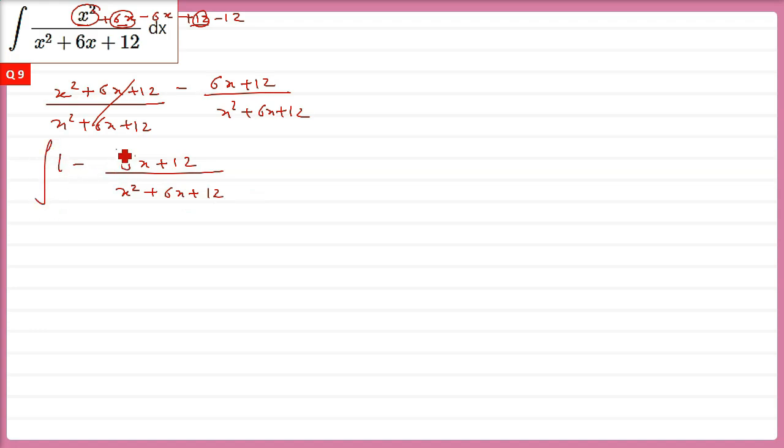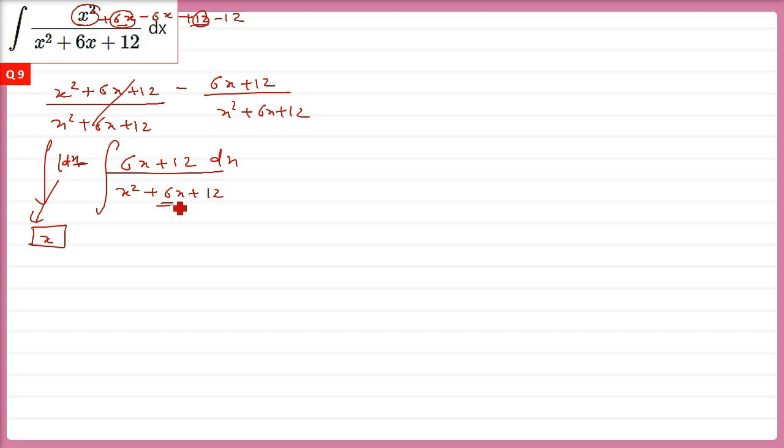Now integration of this one. This integration is quite easier. It is just x. We'll use it later. Negative, don't forget about this negative, 6x plus 12 by x square plus 6x plus 12. Now can you make the factor of x square plus 6x plus 12? I don't know. I hope not.